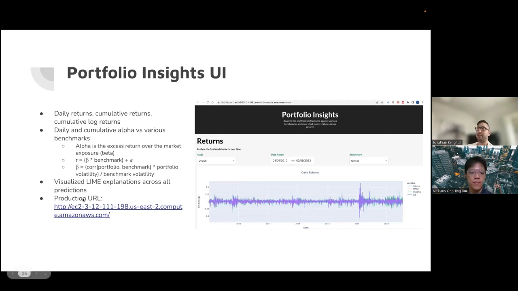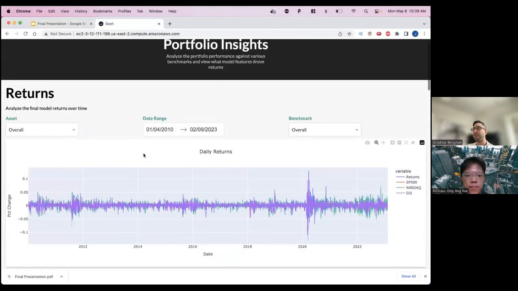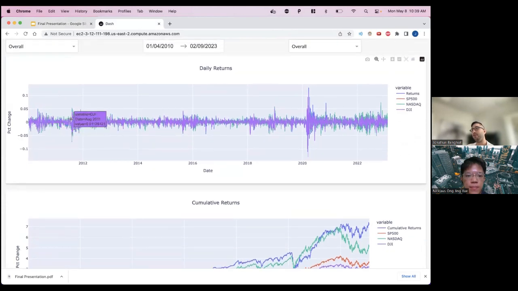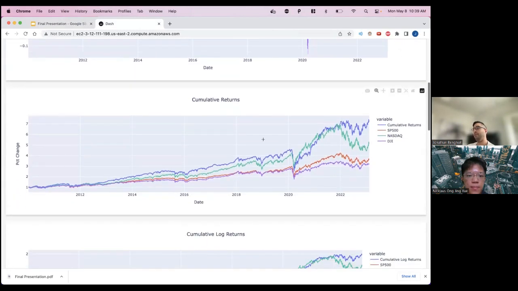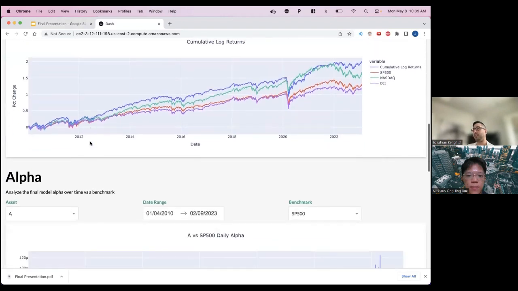And then we also have our visualized line explanations across all our predictions on this website. So I'm going to navigate to that really quickly. So you can see here, I'll scroll down and kind of show all the different pieces. This is the daily return. You can hover over any part of the graph and get a specific data point that shows you what that value was at that point in time. Here are the cumulative returns. You can see that we have our cumulative returns is the blue line, and different benchmarks are S&P 500 red, the light green is the NASDAQ, and the purple is the Dow Jones. Cumulative log returns follows the same legend and has just a slightly different graph.